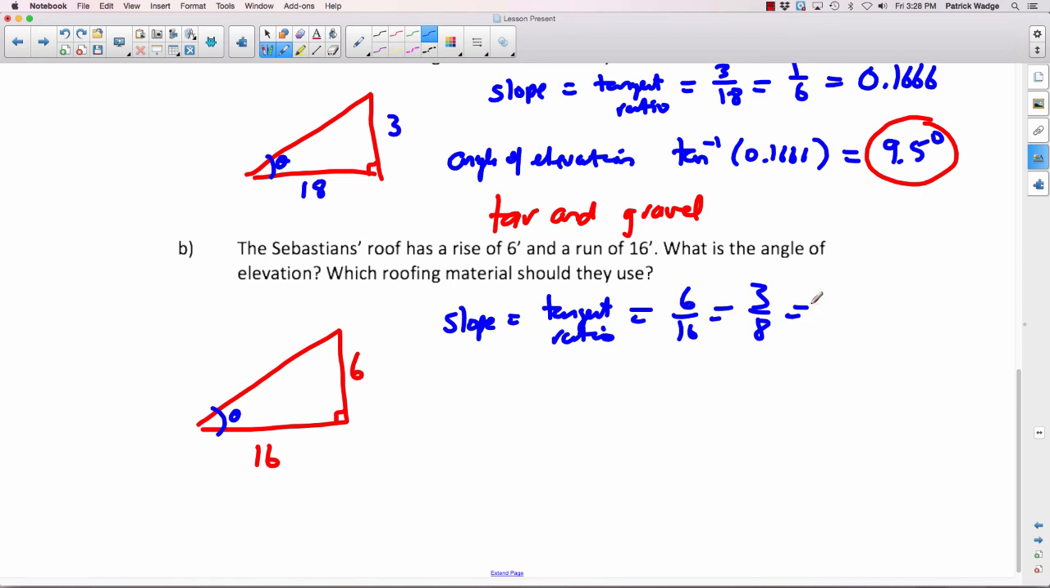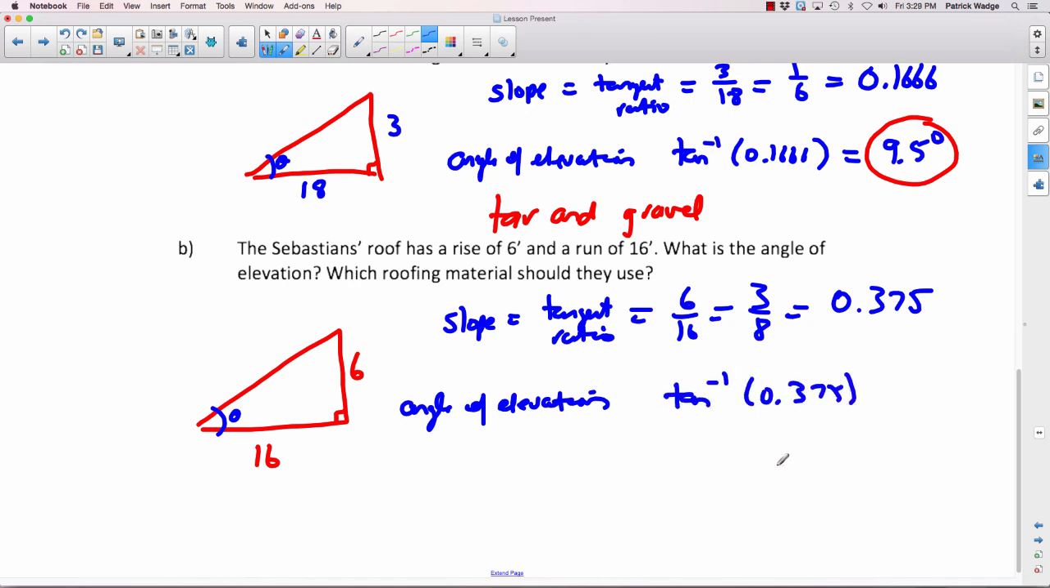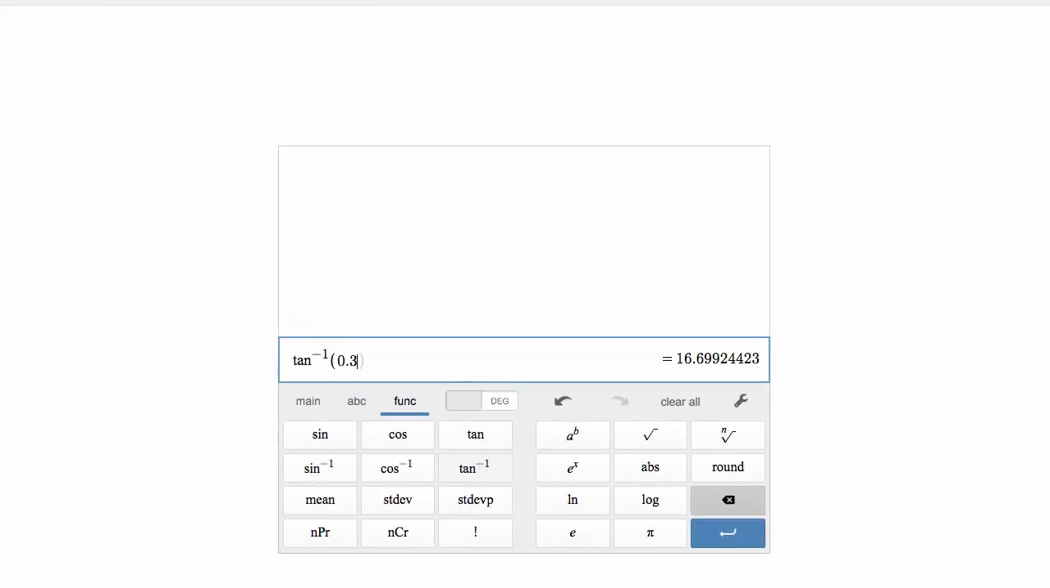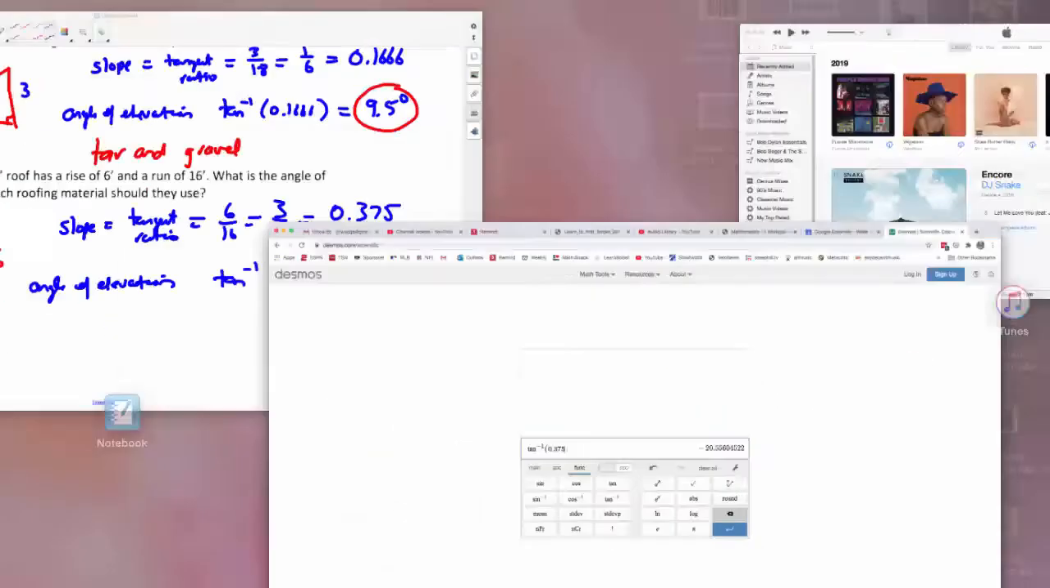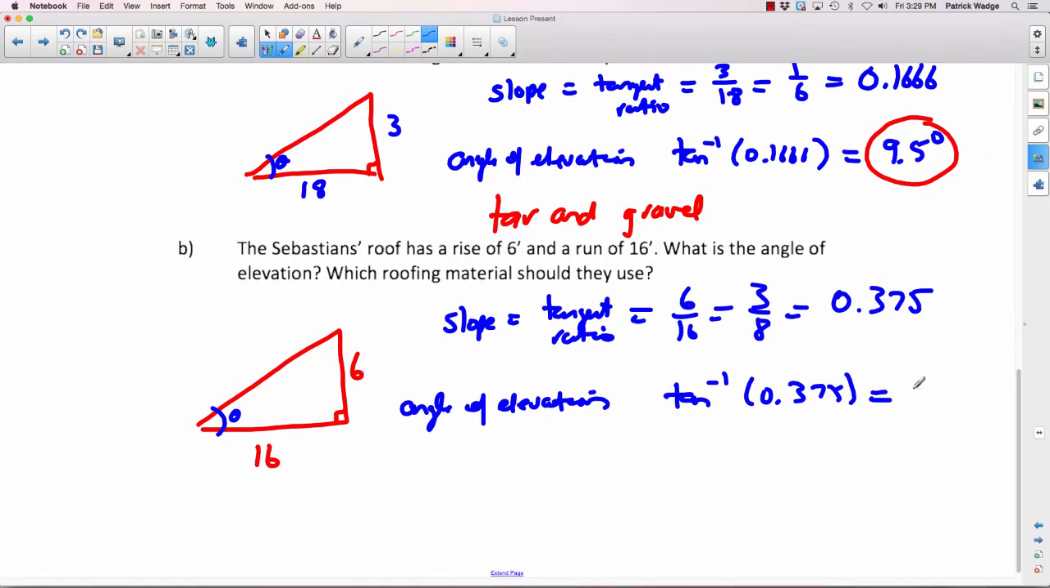It's nice to put it as a decimal. So 3 divided by 8 is 0.375. Let's put down all those numbers so we got a nice exact answer. So now to get the angle of elevation, we take the slope, or the tangent ratio, because they're the same, and we're going to do inverse tan of that amount, 0.375. Go to the calculator. Inverse tan of 0.375 is equal to 20.55, rounds to 20.6. So 20.6 degrees is our answer.